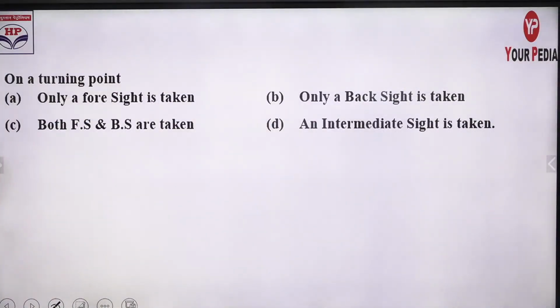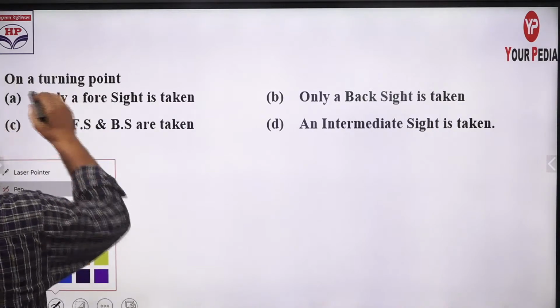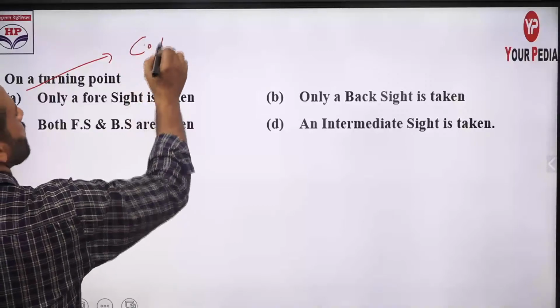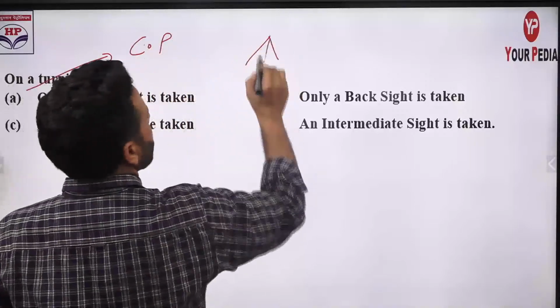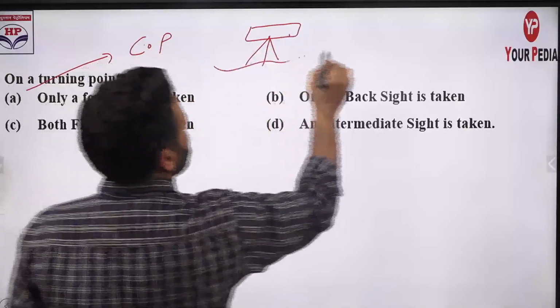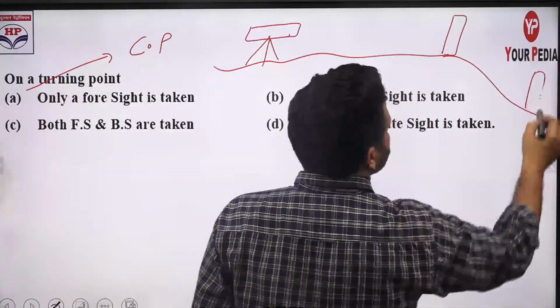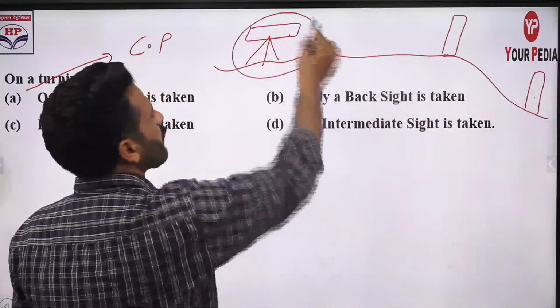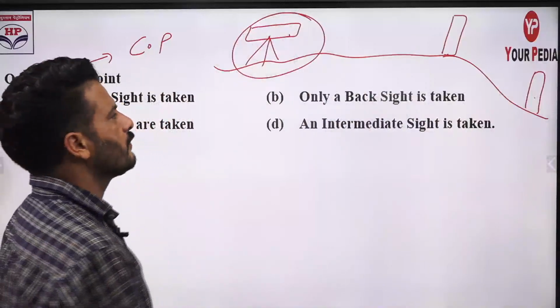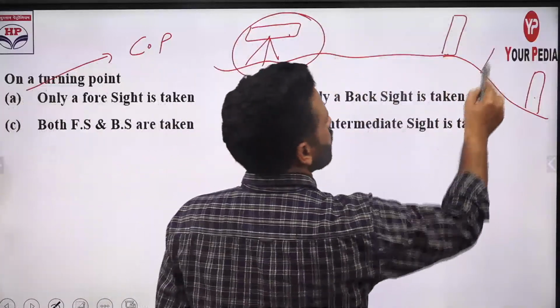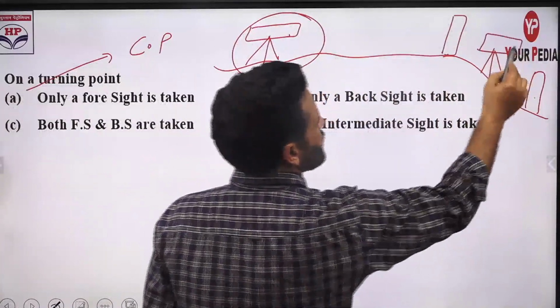So next question, on a turning point. Turning point might be described as a changing point. So what is a changing point? When you place your level instrument here and you keep your staff here, but one more position is there and the staff is not visible from this instrument location, you just shift the instrument to the next position. This is your changing point.